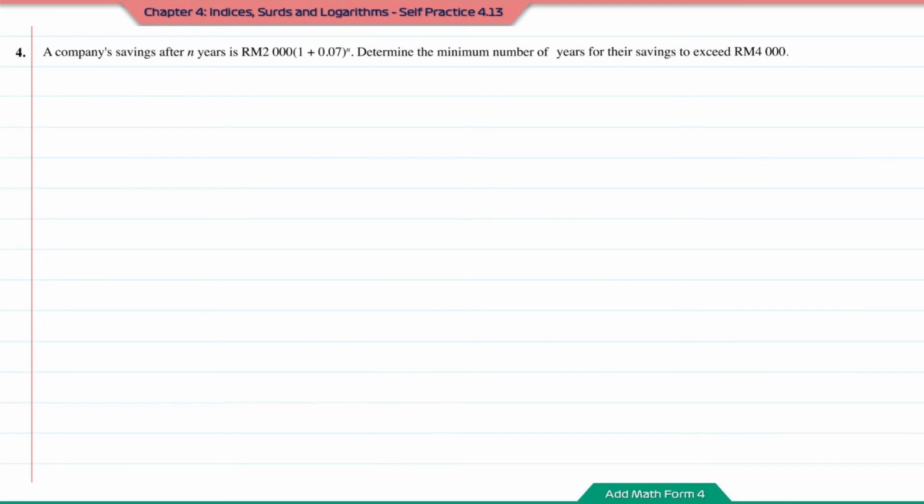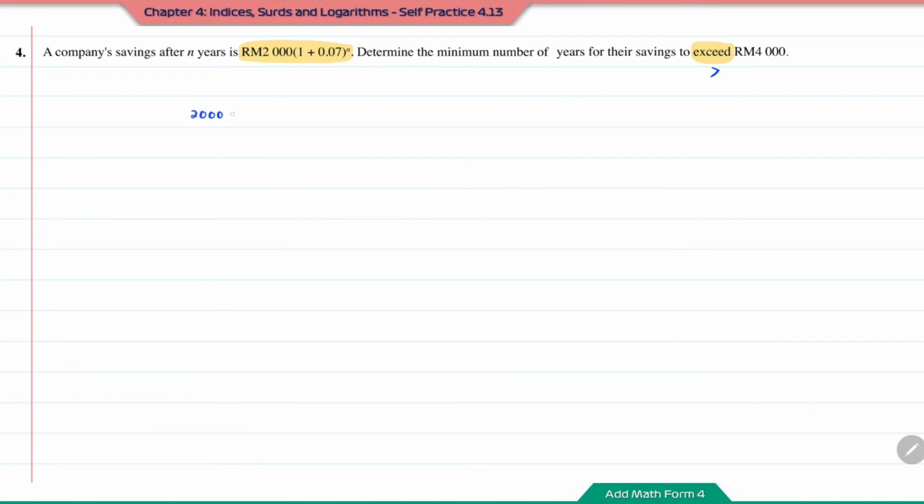Question number 4. A company's saving after n years is Rm 2000 times 1 plus 0.07 to the power of n. Determine the minimum number of years for the saving to exceed Rm 4000. So this formula is for you to find the saving after n years, we want to know the number of years when it's going to exceed 4000. Exceed means more than.